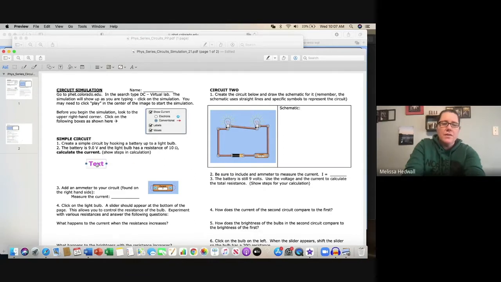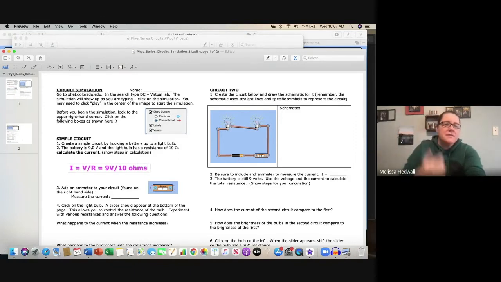And so with that, we can just say that we're calculating for current. So I is equal to V divided by R. And so that equals, we have 9 volts divided by 10 ohms.